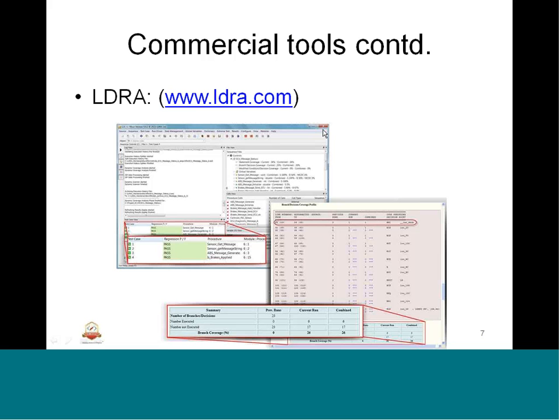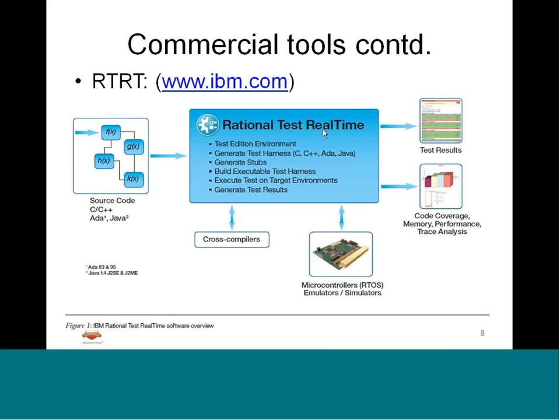So the next one is RTRT. This is also one of the good competitors and a popular tool that is being used in different industries, including application, finance, embedded automotive, telecom, aerospace, etc. Widely it is used, but they have different variants of this tool, such as RTRT bed, RTRT embed, likewise. So it is from IBM. You can see the details on their website. There's a data sheet and all that, which talks about this. So the Rational Test RealTime is called RTRT.